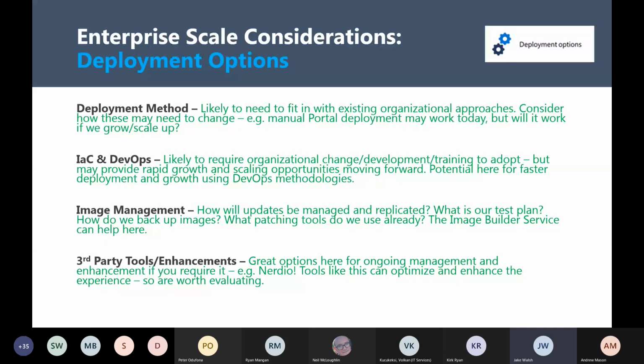I think as well, image management is really important around deployment. We touched on some of the patching options in the previous sections, but it comes down to simple questions. If we update an image, how do we manage that, and how do we replicate it?